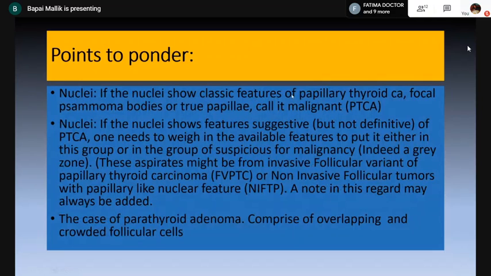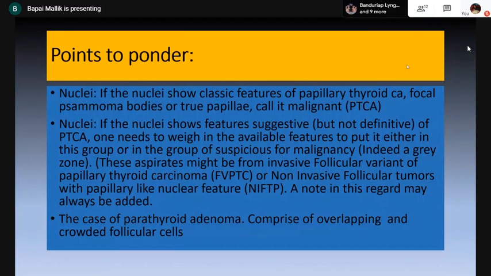The nuclei should show classic features of papillary thyroid carcinoma. If the nuclei show classic features, focal psammoma bodies or true papillae, do not hover at this particular category. If you see the follicles, if you see psammoma bodies, if you see true papillae, don't keep it at suggestive of follicular neoplasm, call it straight papillary thyroid carcinoma. You can add a note saying that it could be a follicular variant of papillary thyroid carcinoma. So if you are sure about the nuclear features, you see a lot of inclusions, go straight, pull the trigger, call it a papillary thyroid carcinoma.